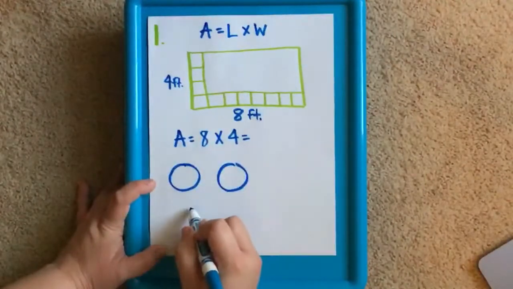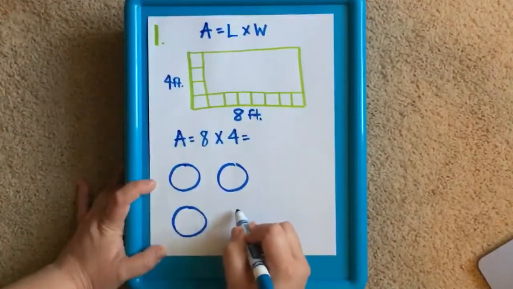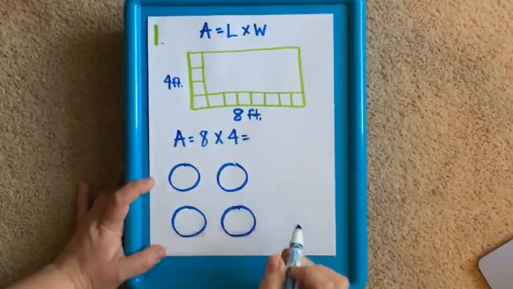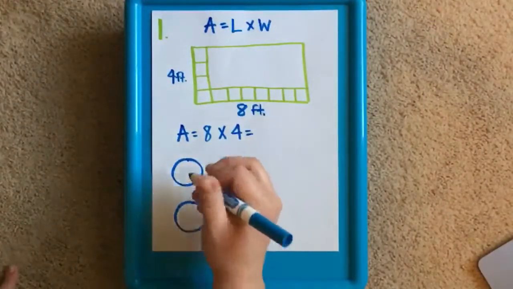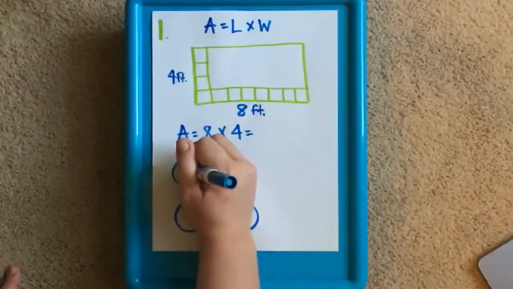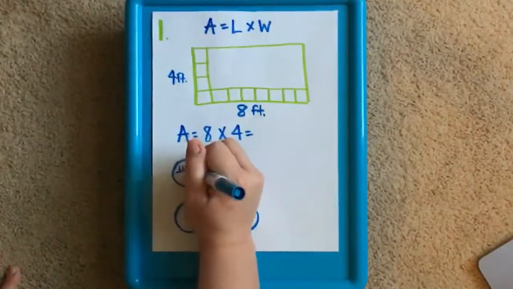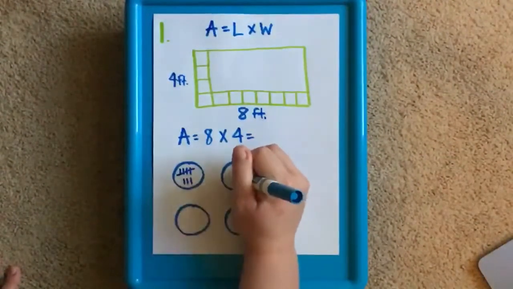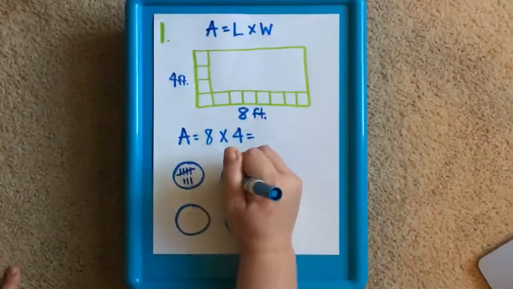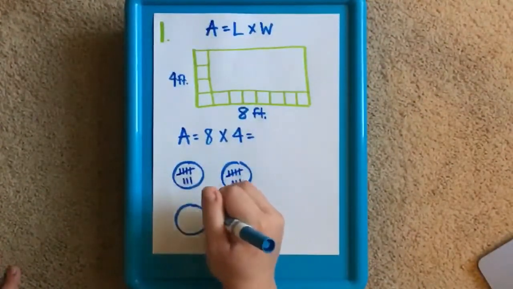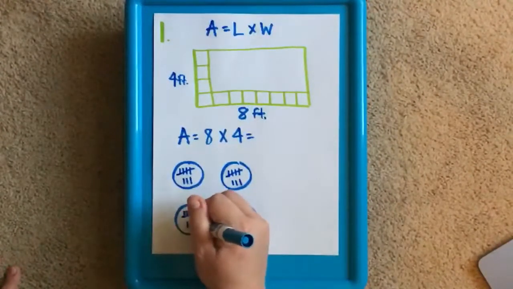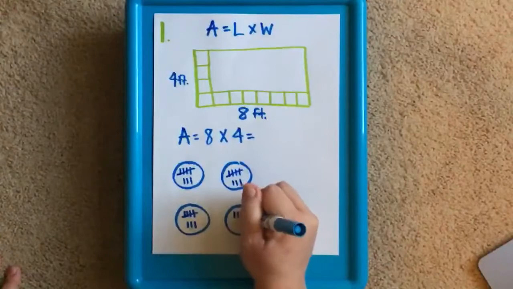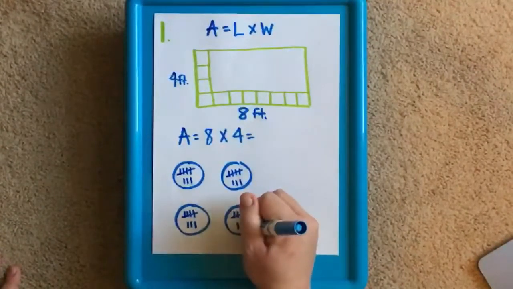So I have 1, 2, 3, 4. All right. And so I have 4 groups, so I need to put 8 in each group. So 1, 2, 3, 4, 5, 6, 7, 8, and I do the same in each of the 4 groups.